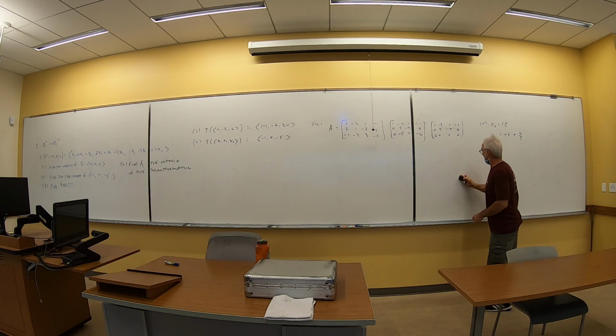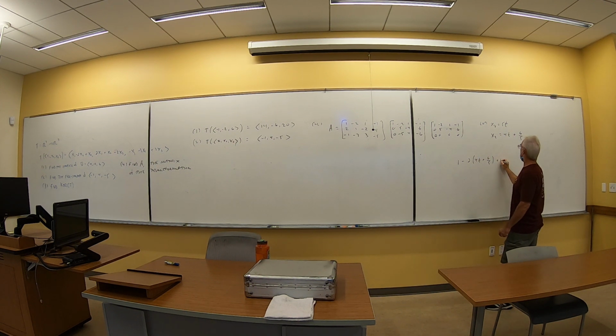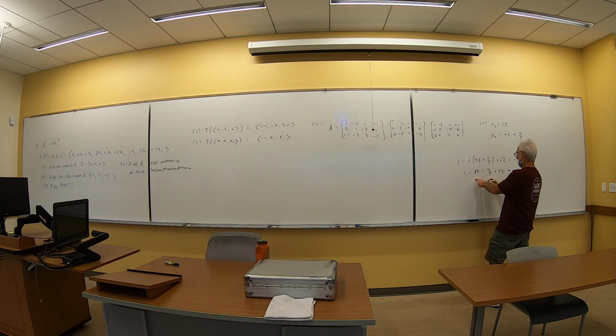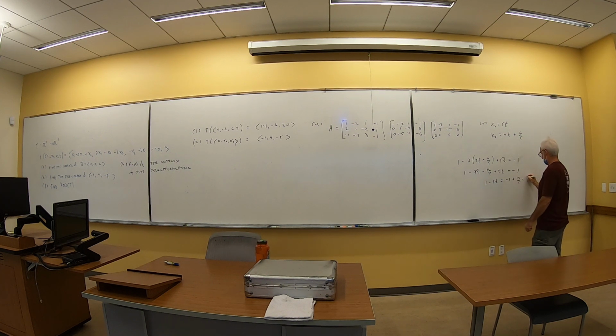Now, x1 minus 2 times this plus this must equal negative 1. So I've got 1 minus 8t minus 12 fifths plus 5t equals negative 1. So that's 1 minus 3t equals negative 1 plus 12 fifths, which equals 7 fifths.